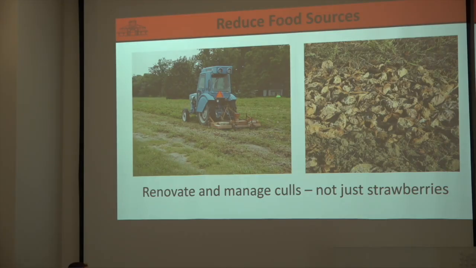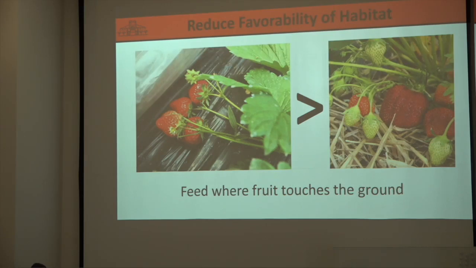And it's renovating your fields timely, managing weeds as best you can. It's not only strawberries, because as I mentioned, they're in basically every fruit. They like overripe fruit. So this was a bunch of cantaloupe peels. It was swarming with sap beetles. So you have to manage all of the fruit that you have on your farm, as much as possible reducing the favorability of the habitat.